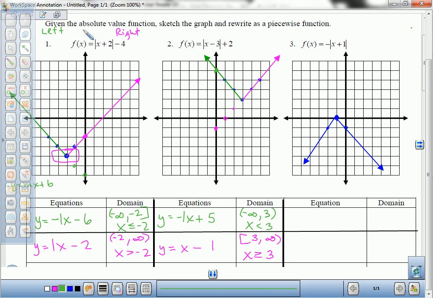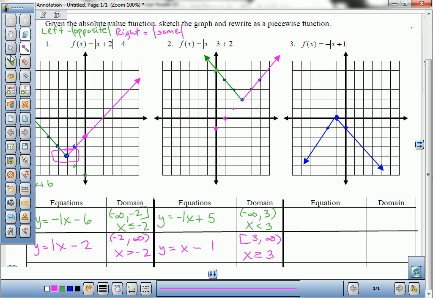Okay, now I want to show you kind of a shortcut. With the left side, we do the opposite of what's in the absolute value. With the right side, we do the same of what's in the absolute value. Let me explain what that little trick means.